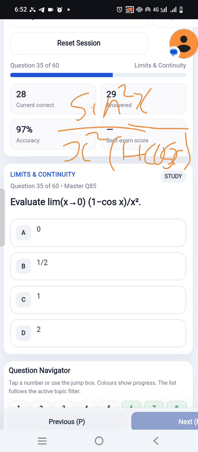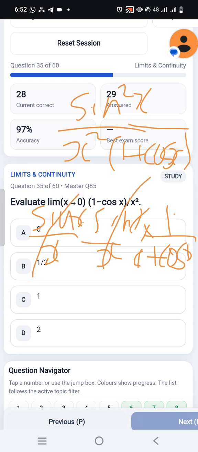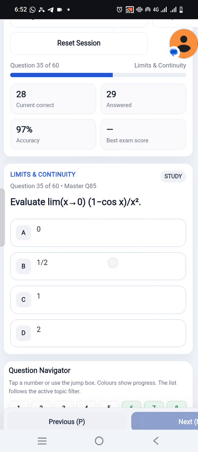So sine square x is the same thing as sine x times sine x. So this is like saying sine x all over x times the second sine x all over x, then multiplied by 1 all over 1 plus cos x. I just separated this. This will give me 1, this will give me 1. 1 all over 1 plus cos x, that is what I have left. And cos 0 is 1. So 1 all over 1 plus 1, that is 1 over 2. So my answer is 1 over 2.